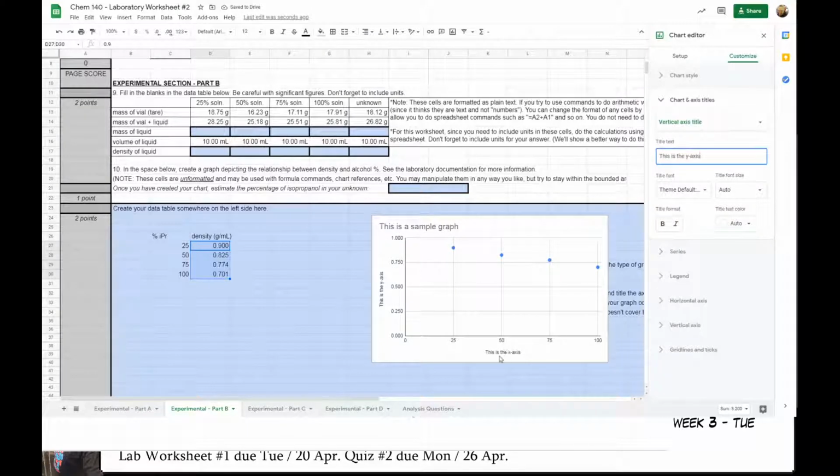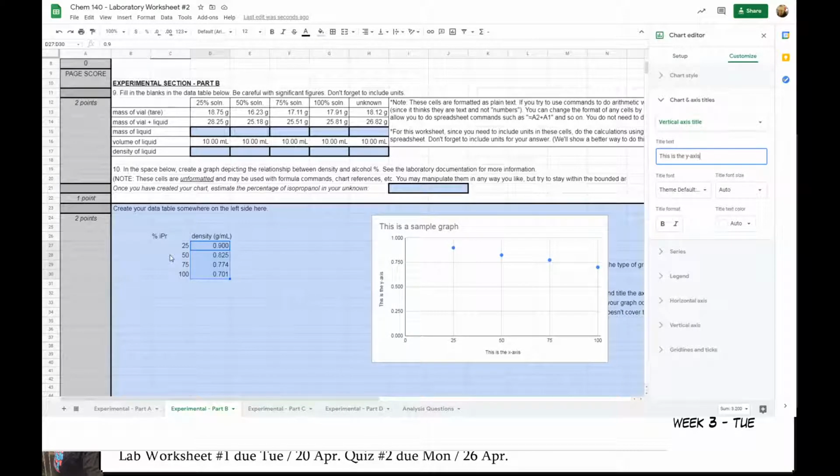So, like, I would label the x-axis percent isopropanol, and the y-axis would be density. You want to plot density on the y-axis and isopropanol on the x-axis, because the convention is that you plot the dependent variable on the y-axis and the independent variable on the x-axis. In this case, density depends on how much isopropanol there is in there, but it's not the other way around. Isopropanol percentage does not depend on what the density is, because I could freeze the solution or put other stuff in there, and that would change its density too. But it would not change the amount of isopropanol that's in there.